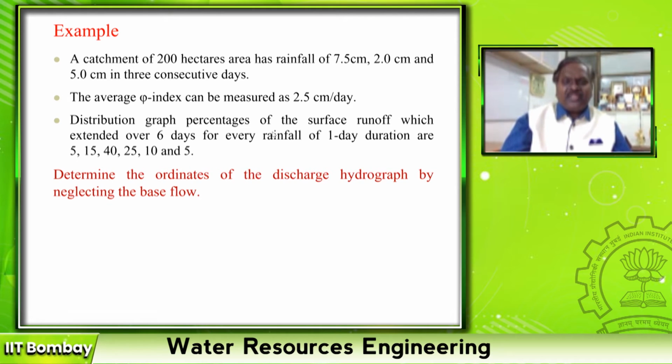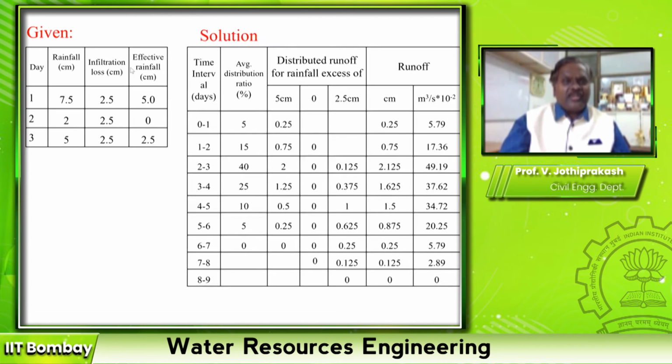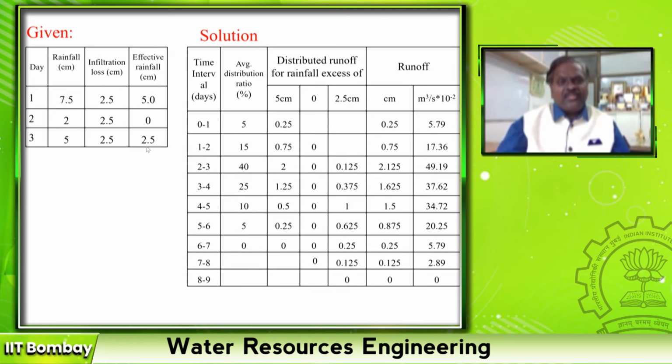Now the distribution graph percentage of the surface runoff extended for 6 days is given, right? 6 ordinates. Determine the ordinates of the hydrograph, neglecting the base flow. So now what I do, I am putting it, this is my rainfall 7.5 centimeter to infiltration loss is 2.5 centimeter per day. So then effective rainfall, that means the rainfall which has contributed to the runoff, is rainfall minus infiltration, right? So we have 3 rainfalls. Now put it in the table.